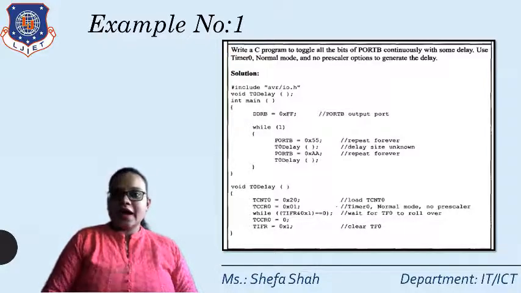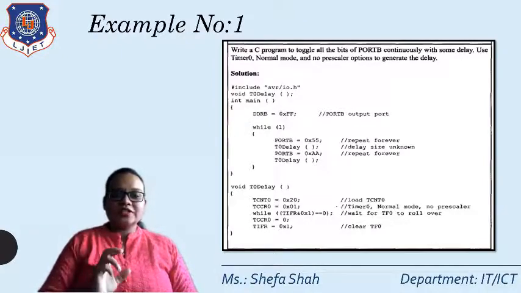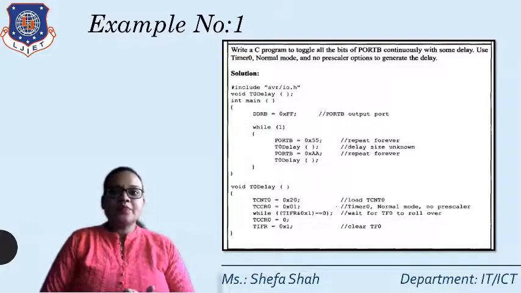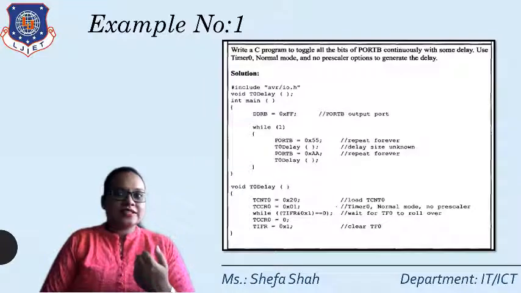Now after the main loop there is a delay function, void T0Delay, which has been made a function. For the timer programming in this function, what we need to do is load the TCNT0 register and the TCCR0 register.